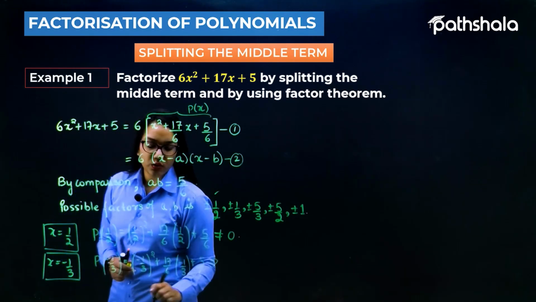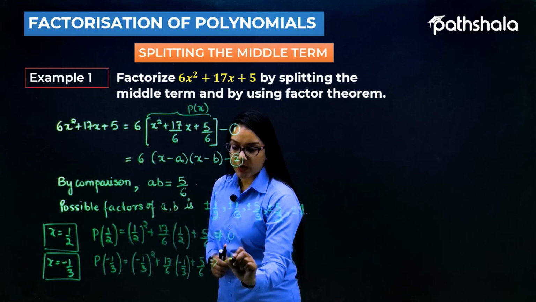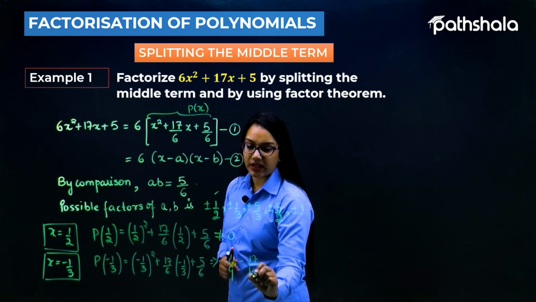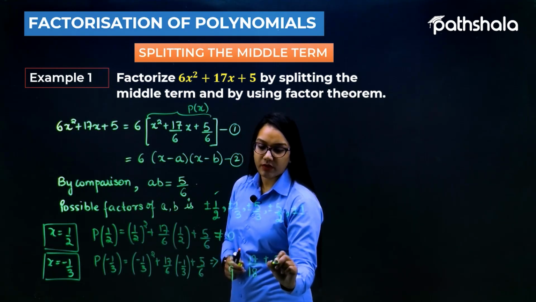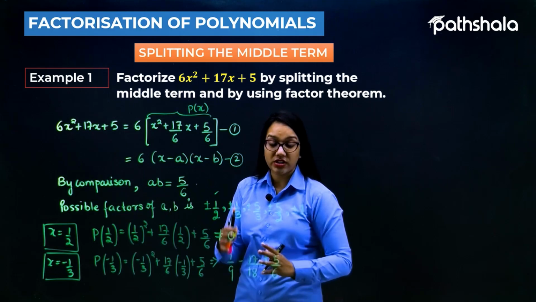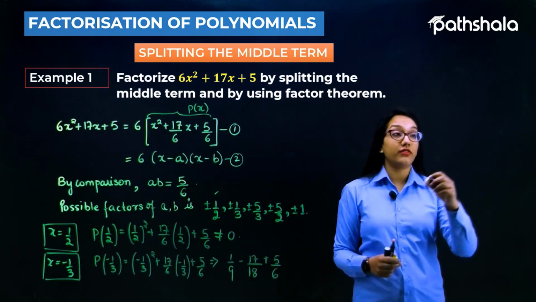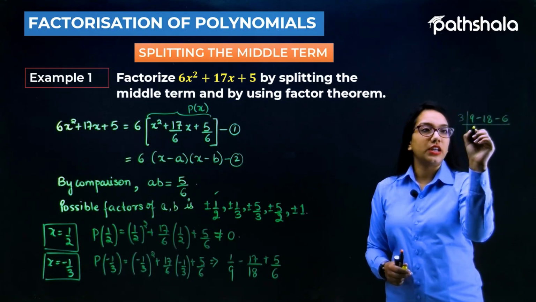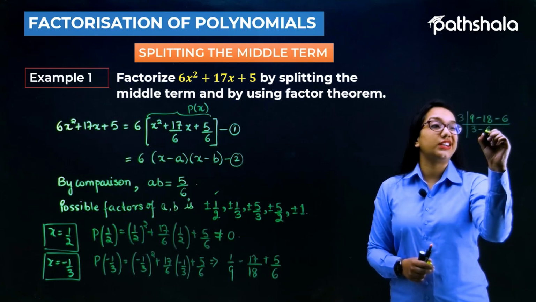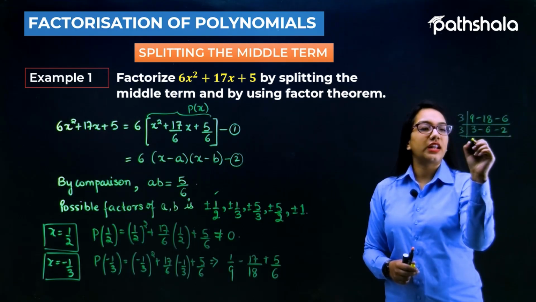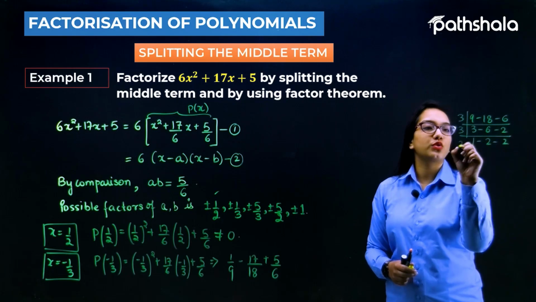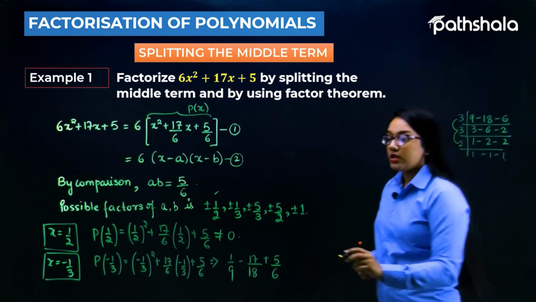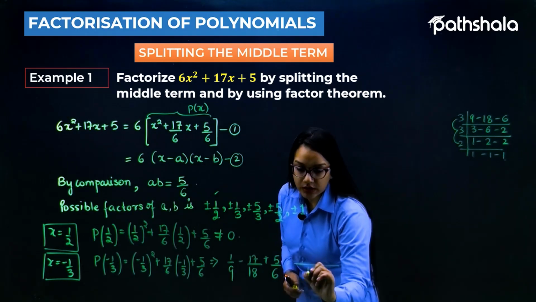Now let's check it out. This will be 1 by 9, minus 17 by 6 into 3, which is 18, plus 5 by 6. Now let's take out the LCM of all the terms. We have 9, 18, 6. Let's start with 3. 3 into 3 is 9, 3 into 6 is 18, 3 into 2 is 6. Further we can take 3, 3, 1, 3, 2 and 2 again, so we get 1, 1 and 1. So 3 into 3 is 9, 9 into 2 is 18. So the LCM is 18.